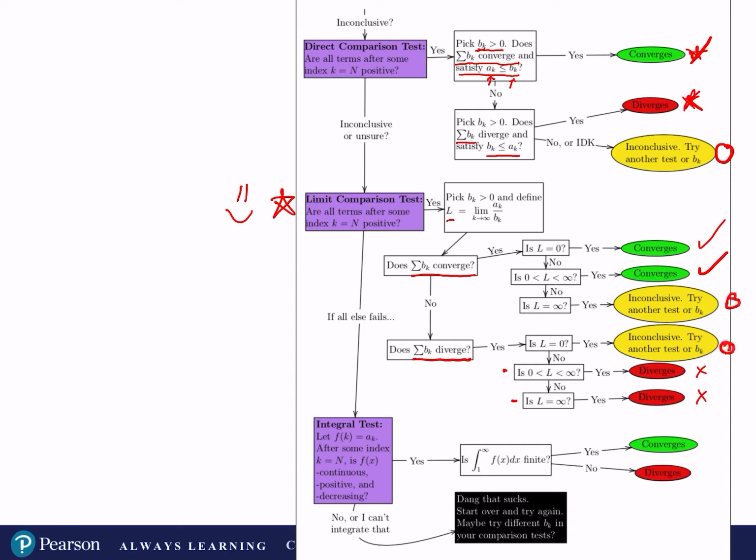And then finally, if all else fails, try the integral test. The thing that sucks about the integral test is we have to check 3 previous conditions. We have to check if it's continuous, if it's positive, and if it's decreasing. We have to define this function f of k equals ak, and then we have to actually compute an integral, an infinite integral for that matter, and that can sometimes be challenging. If the integral is finite, then it converges. If the integral is infinite, then it diverges.